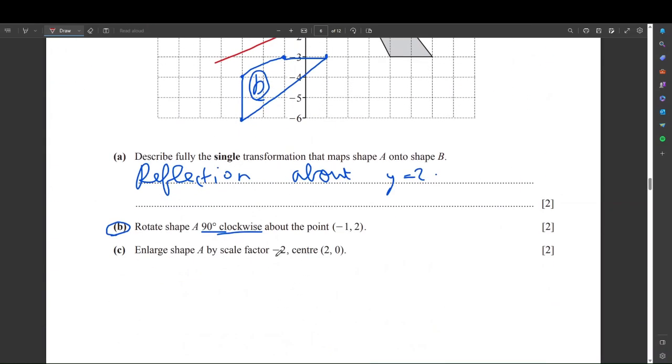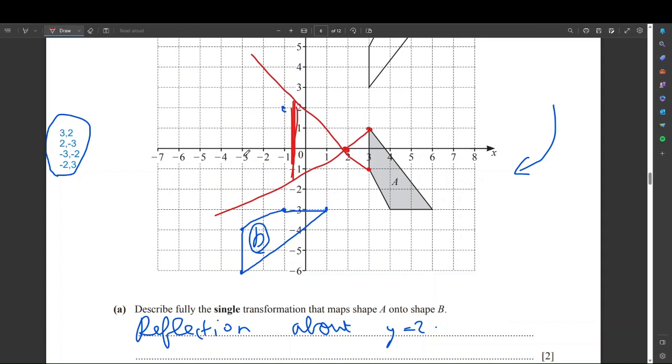The next thing is that the scale factor is negative, which means that it is reflected across the center as well. So if at all, it will look something like this. Obviously, it'll be a bit bigger, but after drawing these lines over here, you'll find where it should be and how it should be.